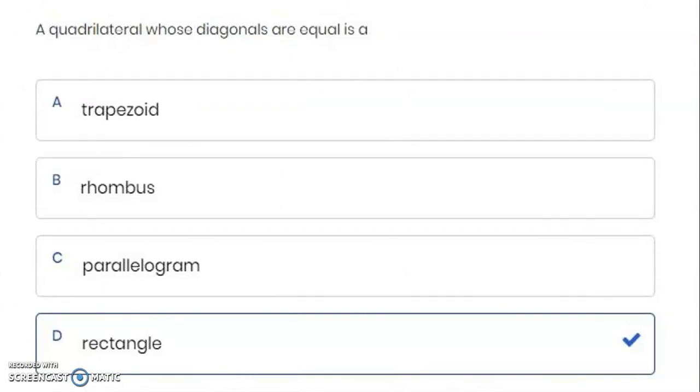Next, a quadrilateral whose diagonals are equal. Just now I said diagonals are equal in square and rectangle alone. Is there a square option here? No. Then rectangle is there. Trapezoid, rhombus, parallelogram will not have equal diagonals. Just draw and see, you can feel that the diagonals are not of equal measure. Only in square and rectangle will the diagonals be equal.